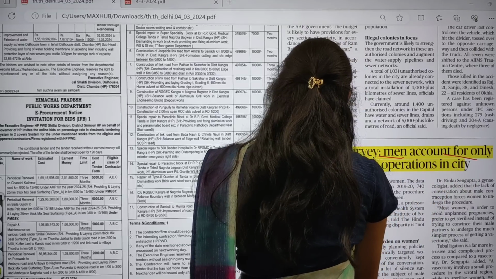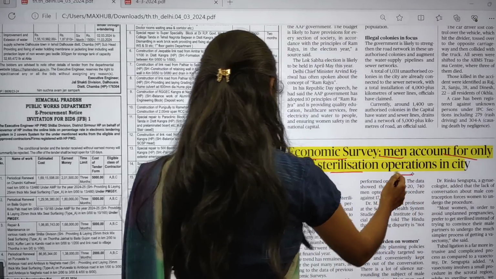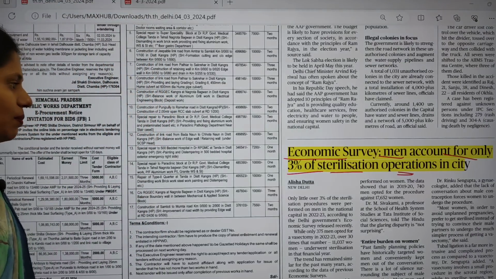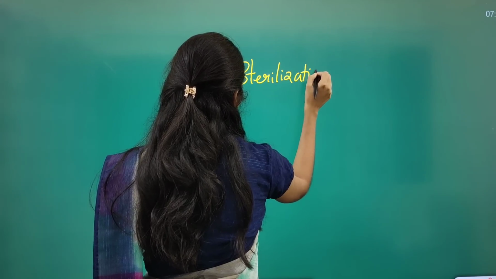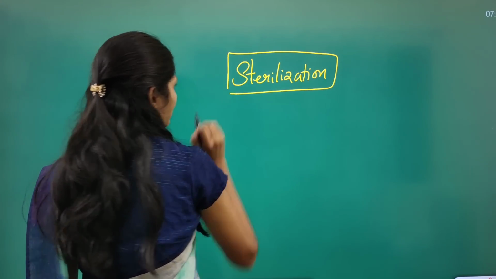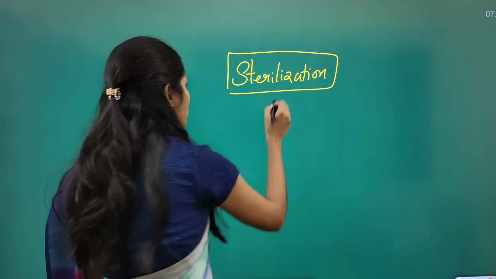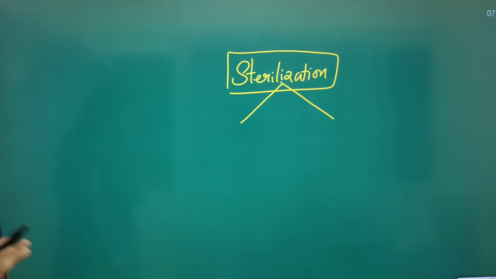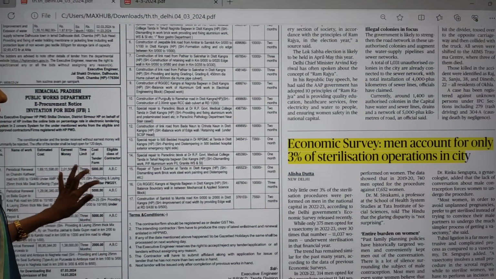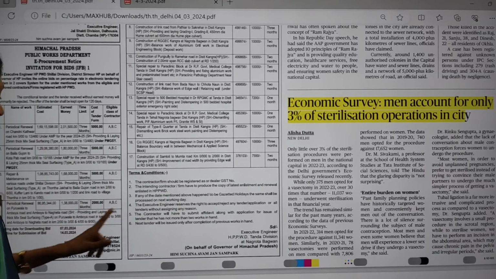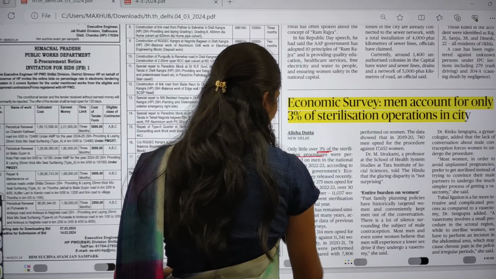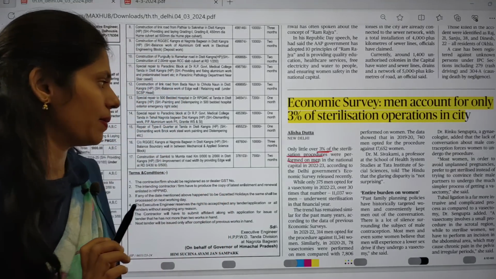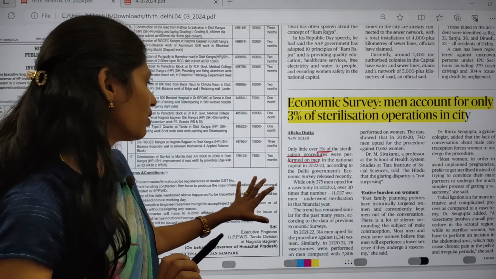Economic survey: men account for only 3% of sterilization operations in the city. Okay, sterilization operation is very important. Yes, now let us see what this is about. So it is talking about sterilization. So this article is very important. Now the economic survey is giving some data regarding sterilization operations in men, that too in Delhi. Only a little over 3% of sterilization procedures were performed on men in the national capital, according to the Delhi government's economic survey released.